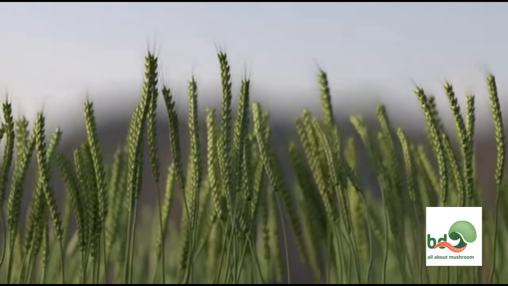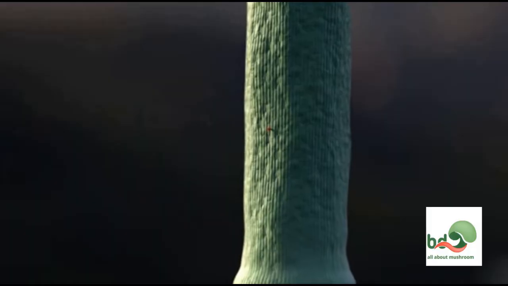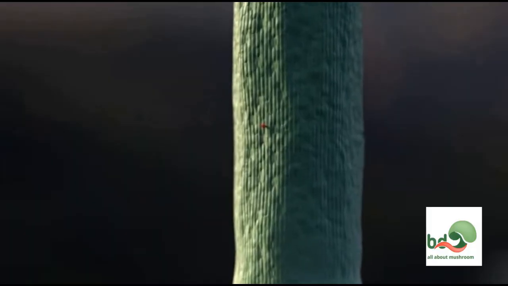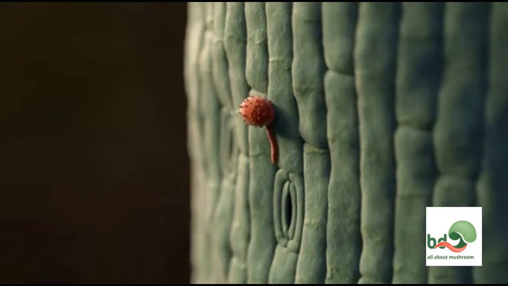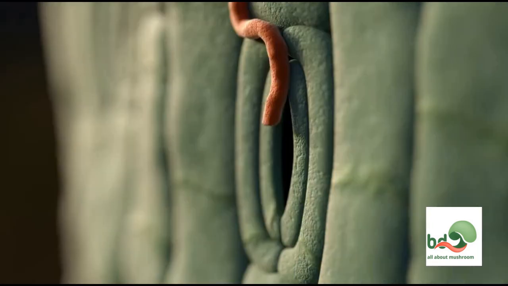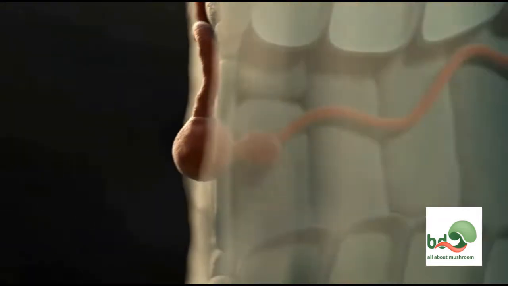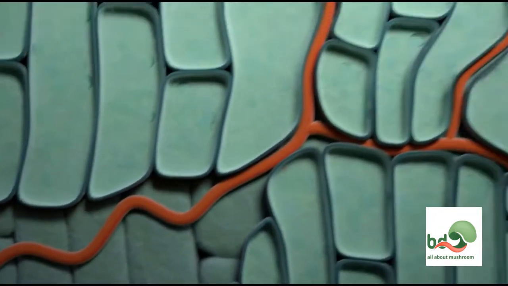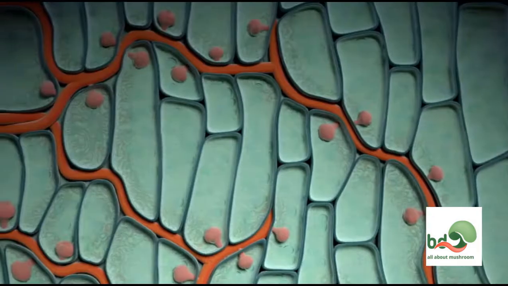Plants are under constant threat from invaders. This wheat crop stem is being attacked by a parasite. The parasite is called rust, although it is actually a type of fungus. The invading rust fungus has penetrated deep inside the plant tissue.